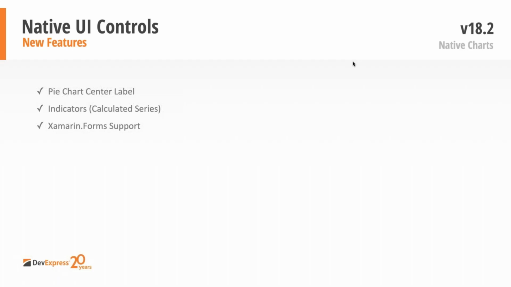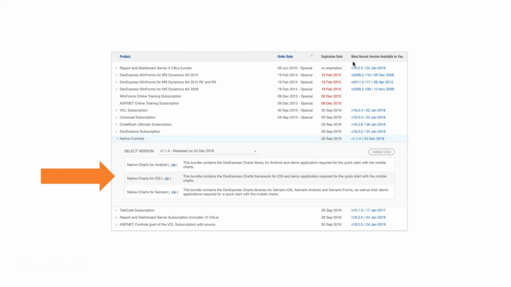Xamarin Forms is great as a wrapper, but if you really want to have that rendering speed, if you want to have that ability to have a better user interface and the ability to track fingers, it turned out that writing natively was the way to go, and hence, all this discussion about native charts today.